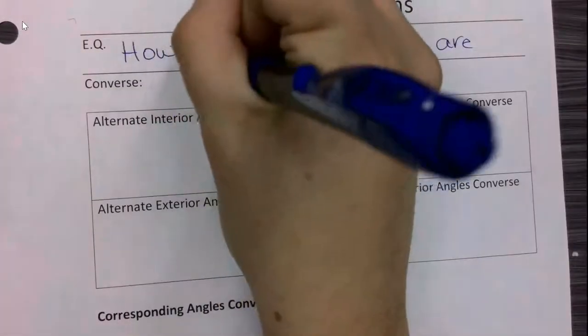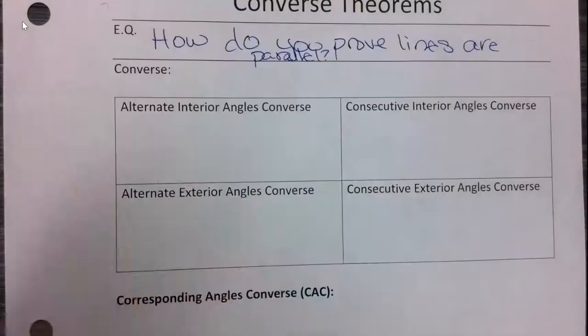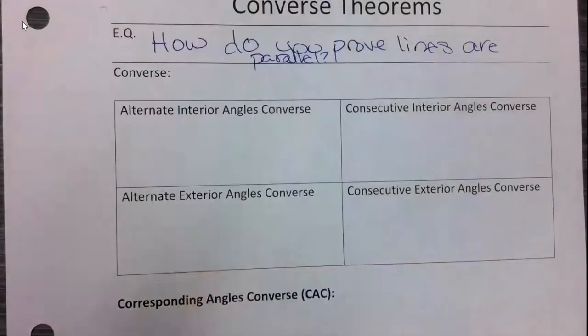Why do I write so big? A converse is a statement that is created by switching the if and then statements from a theorem.